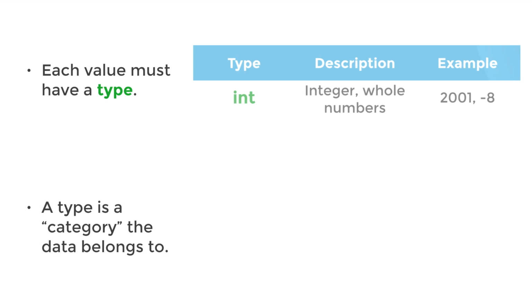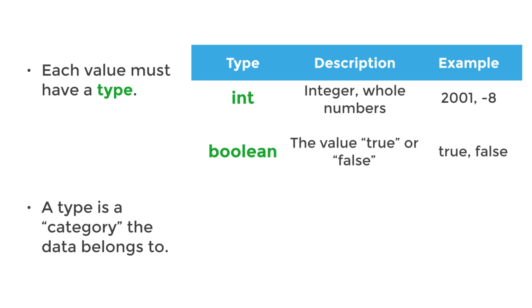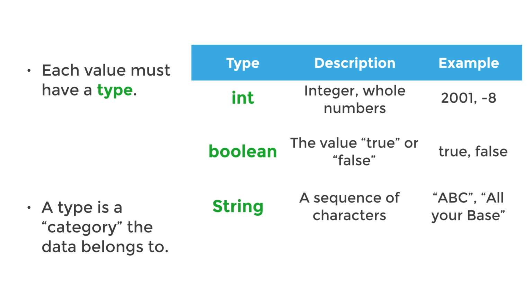For example, whole numbers or integers are of type int, and they're a category that includes things like the number 4 or the number 2001. Another category might be a boolean. A boolean is something that can only have 1 of 2 values. It's either true or it's false. Another example of a type is string. A string is a sequence of characters. It's a piece of text. All your base, that's a string.